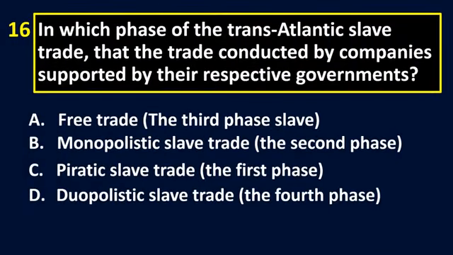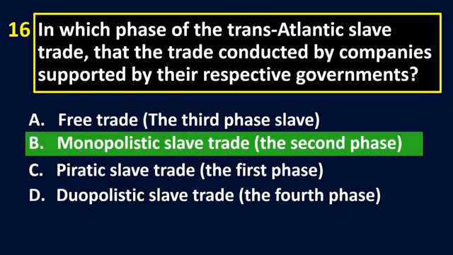16. In which phase of the transatlantic slave trade was the trade conducted by companies supported by their respective governments? A. Free trade or the third phase. B. Monopolistic slave trade or the second phase. C. Piratic slave trade or the first phase. D. Duopolistic slave trade or the fourth phase. The answer is B. Monopolistic slave trade or the second phase.